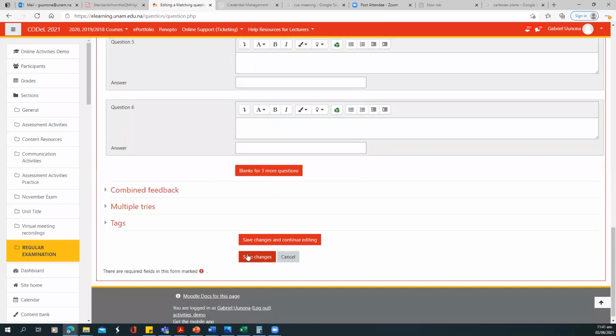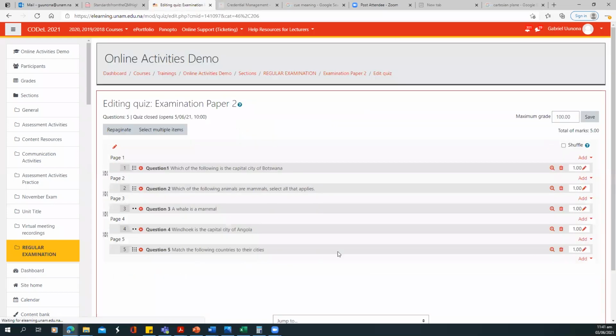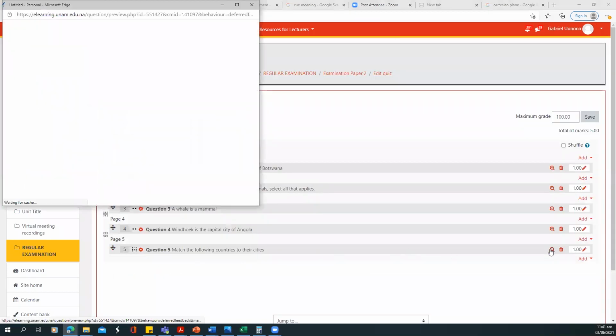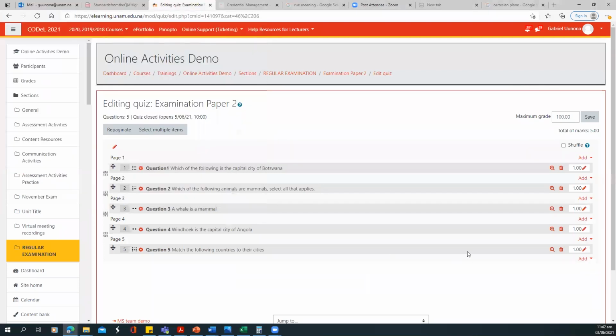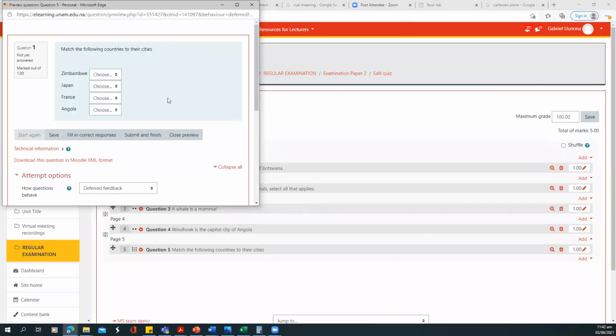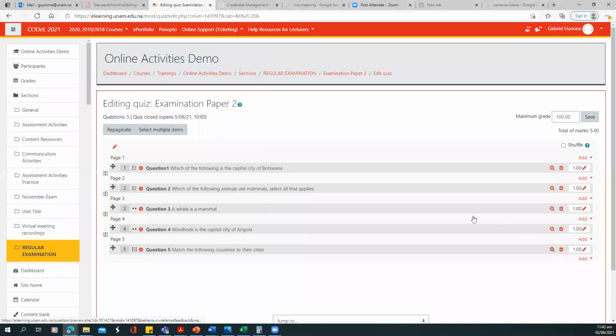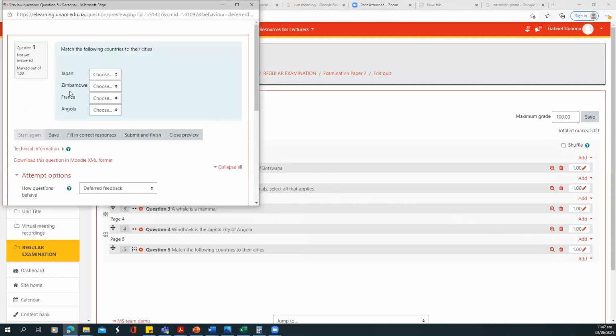Okay, so I save. You preview it. We have again the shuffling story. Again, this will be shuffled. For student 1, the list might start with, let me just try it again. Let me just preview it again and see. You see, every time I try it, it will start with a different country. Start with Zimbabwe, I cross. If I try it again, now it's starting with Japan.